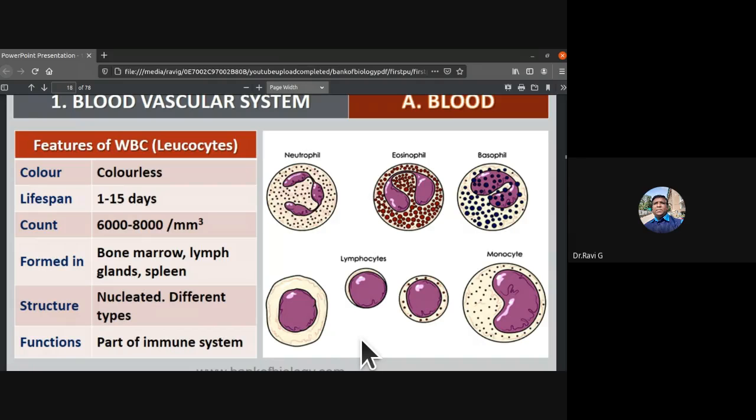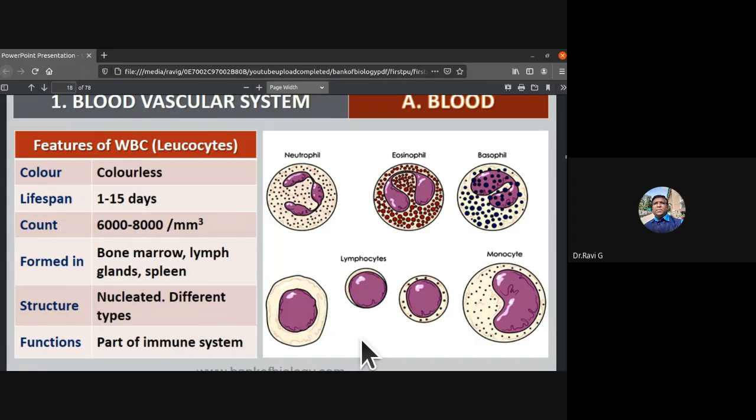WBCs are formed in the bone marrow, lymph glands, and spleen. The structure of WBC is that they are nucleated and they are of different types. Their function is that they are a part of the immune system.